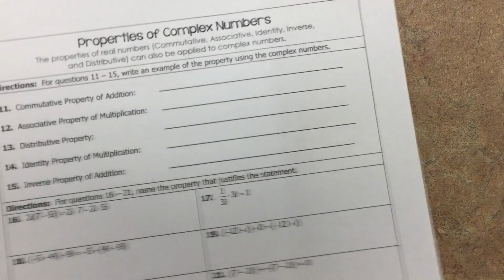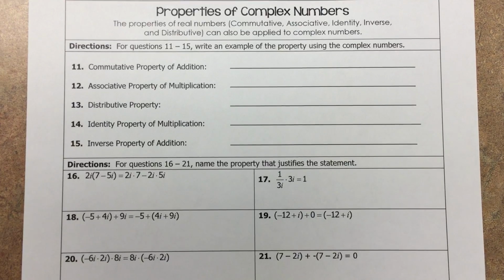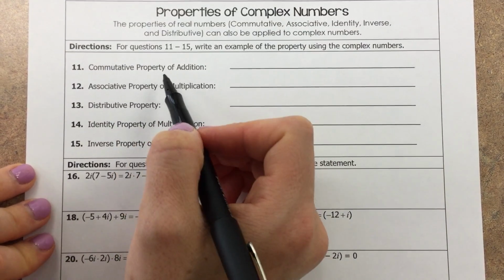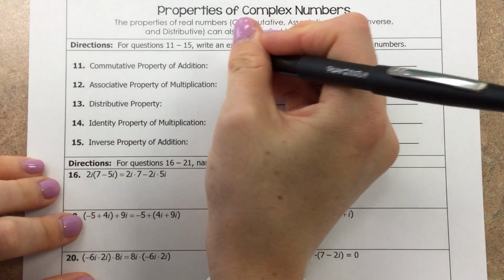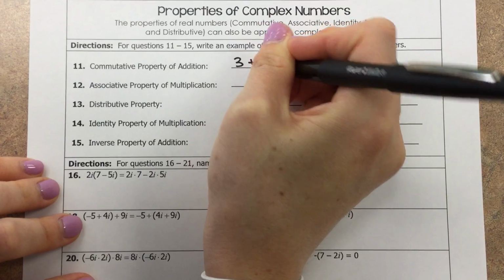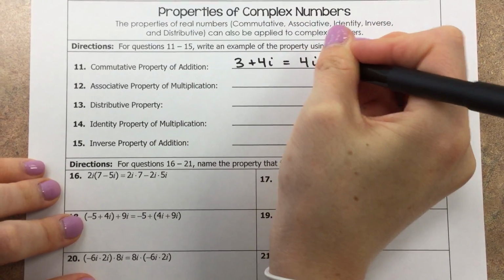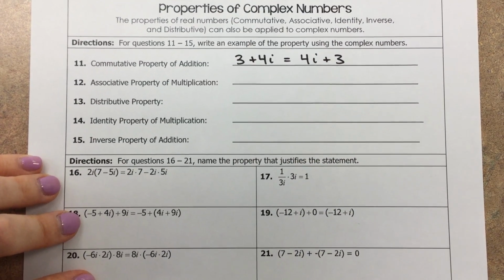We are also going to take some of the properties that we learned for real numbers and expand them to complex numbers. So on the back, I'm going to walk you guys through all of these properties here. So the commutative property, remember that was the one that said that the order can change and it's still okay. So the commutative property of addition, if we had something like 3 plus 4i, is the exact same as 4i plus 3, right? Like we can change the order, and that's technically the exact same number.